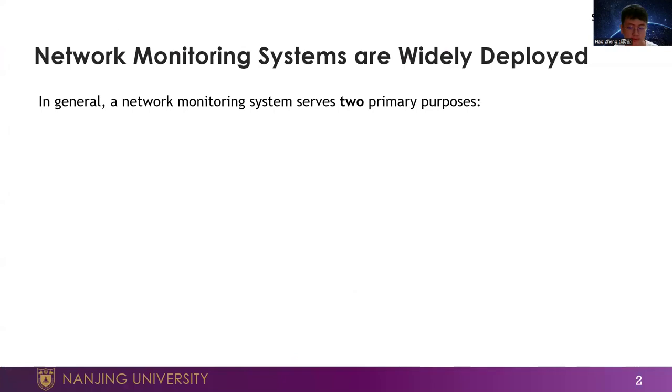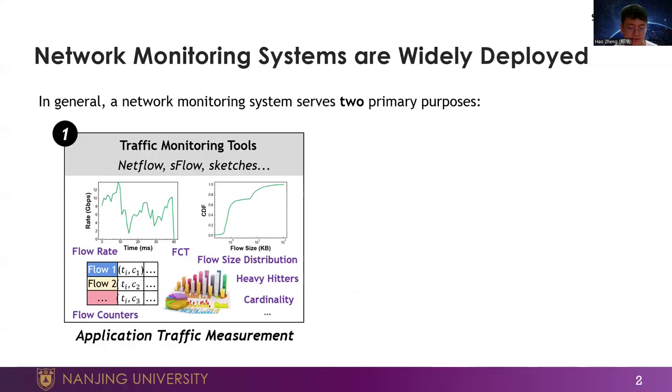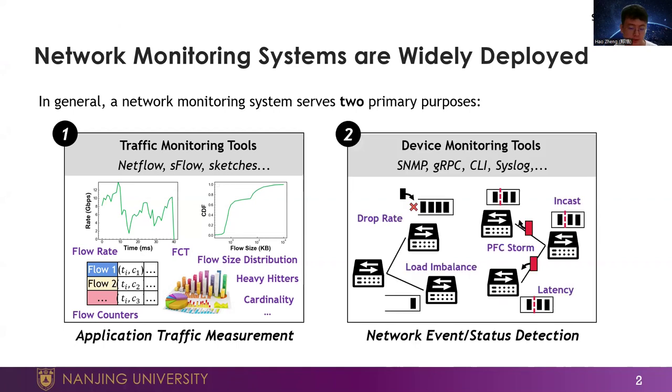Network monitoring systems are widely deployed and play an important role in network management. In general, a network monitoring system serves two primary purposes. The first is application traffic measurement. We can utilize traffic monitoring tools to gather traffic-related metrics such as flow counters, flow completion times. The second is to monitor network events or status. Network operators need to access the status of network devices, such as congestions and packet losses.